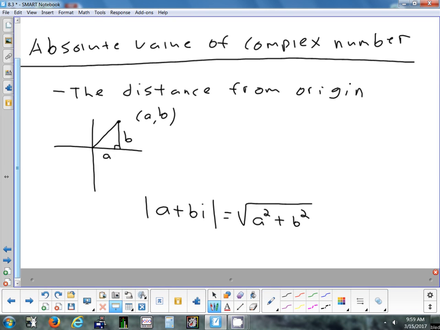And when we start writing complex numbers in trig form, this is one of the calculations you have to do. You have to be able to find this distance. And that distance is basically going to have to do with the radius of a circle. So all we really have to do is know the Pythagorean theorem, and we can find that distance.